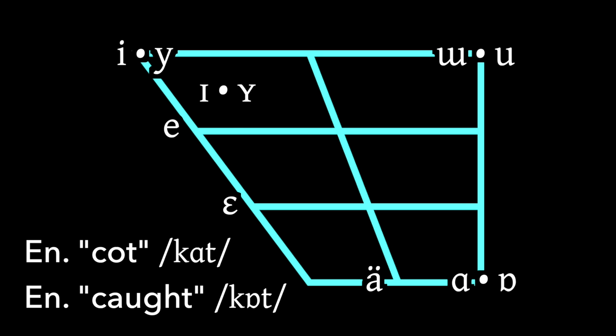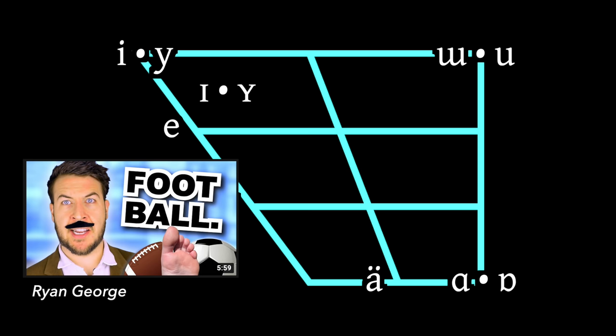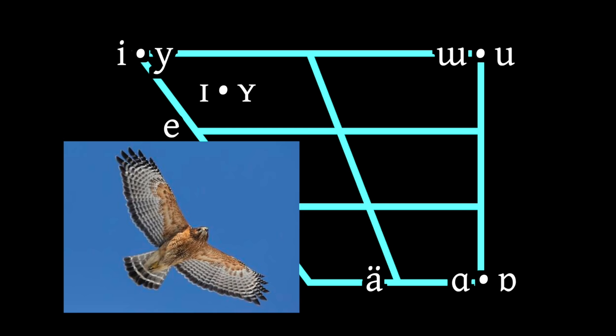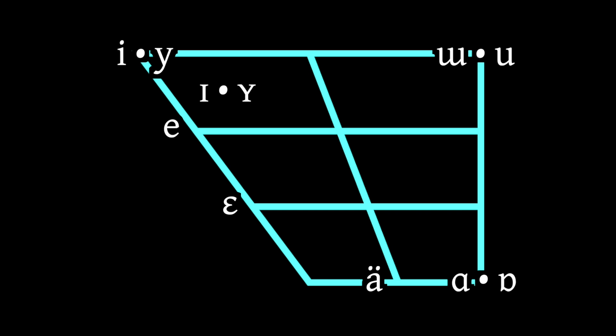Just today, I heard someone make a pun and they have this merger. And I know that because it wasn't funny to me. They were talking about, oh, the sports get their names from funny places. And for example, hockey is obviously named after a hawk, the bird. And to me, hawk and hawk sound completely different. But to people who have the cot-caught merger, they sound the same. So it would be something like hawk and caught and hockey.